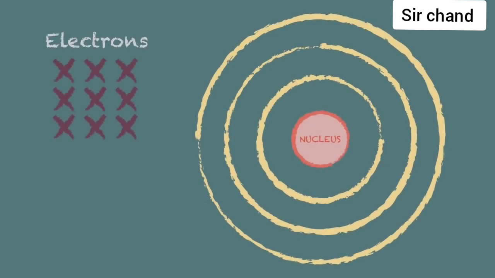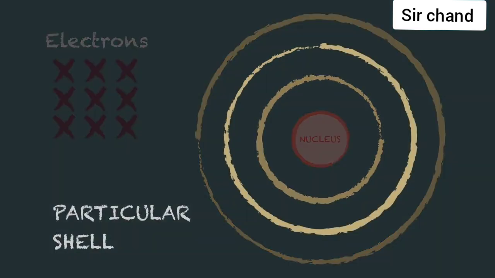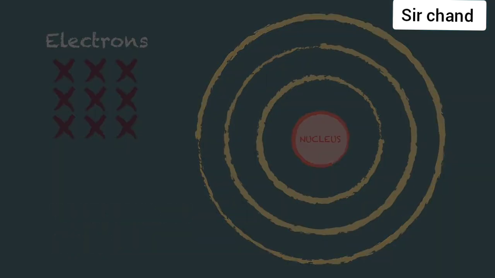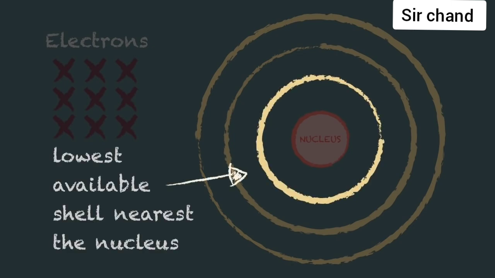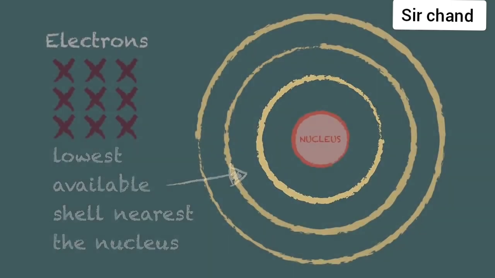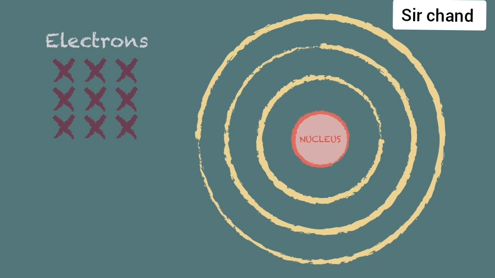Each electron in an atom is in a particular shell, and the electrons must occupy the lowest available shell nearest the nucleus. So, when we are drawing the electron configuration, we have to fill up each shell in turn, starting with the lowest.